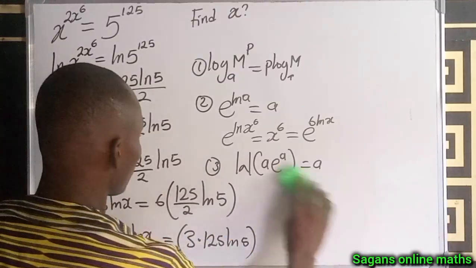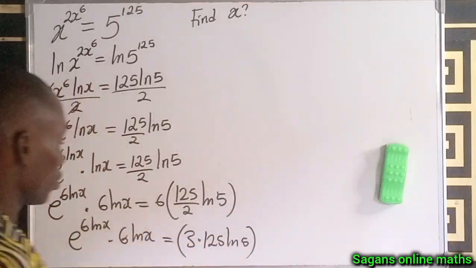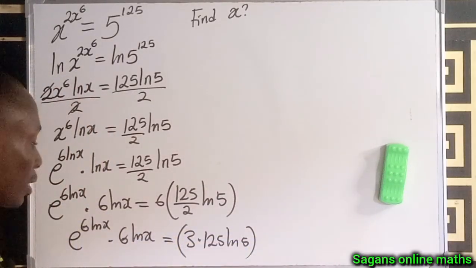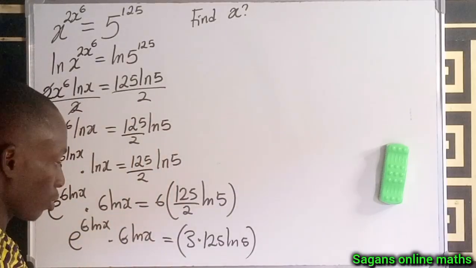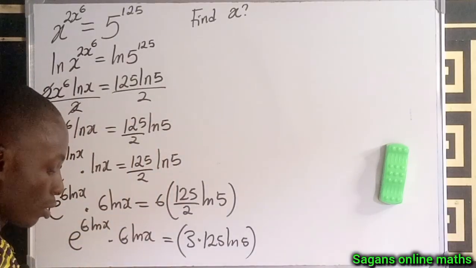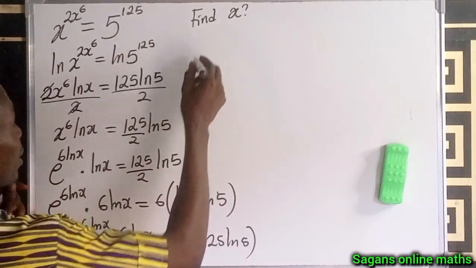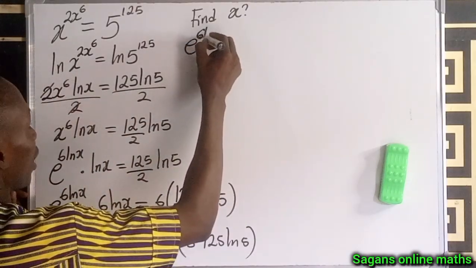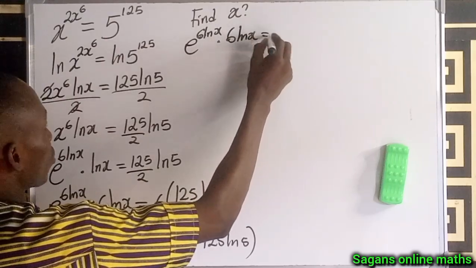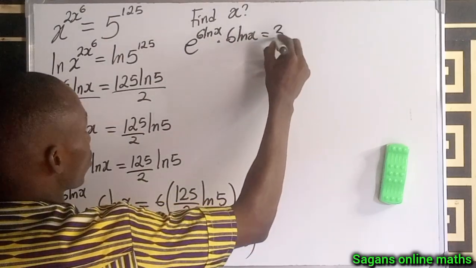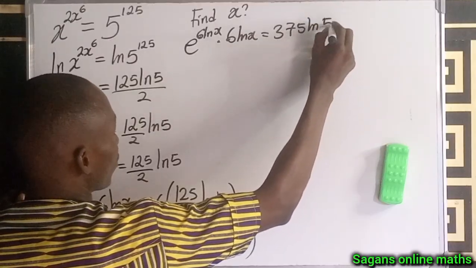Now at this point, what are we going to do? Remember, our target is to find the value of x. We know that 3 times 125 will give us what? 3 times 125, we have 375. So it means that e to the power 6 ln x, multiplied by 6 ln x, equals 375 ln 5.